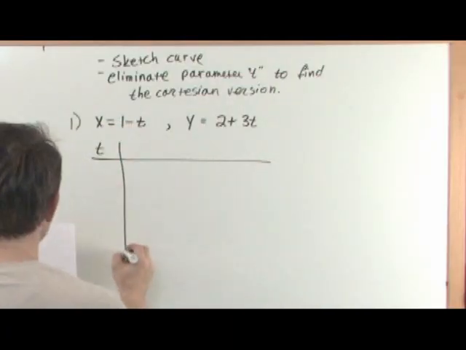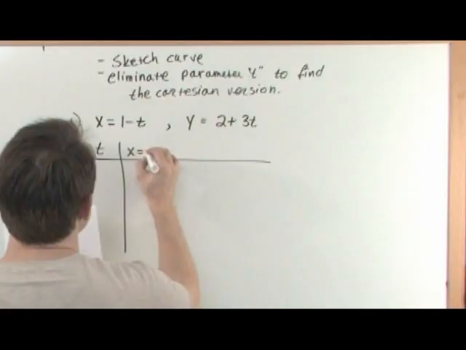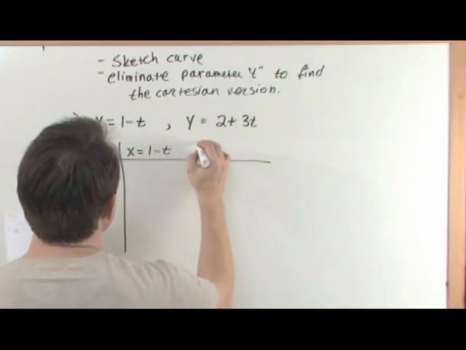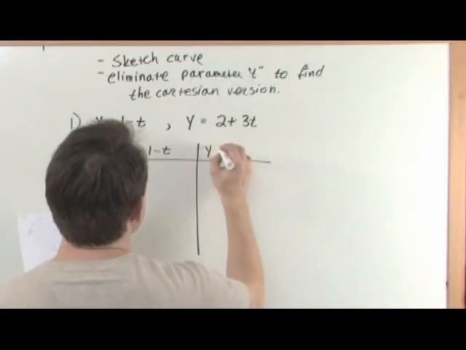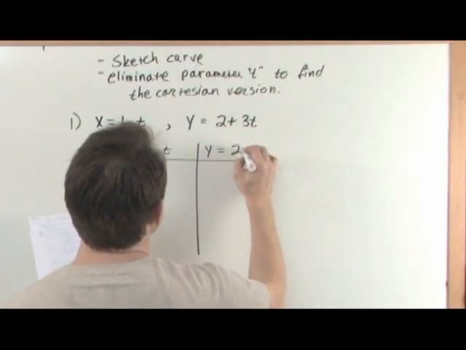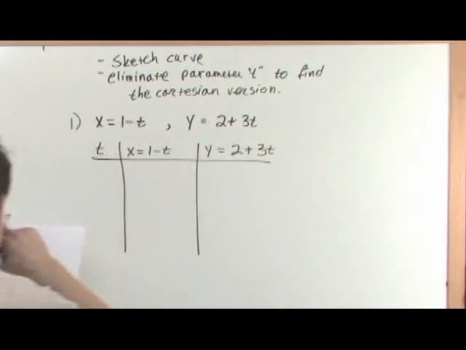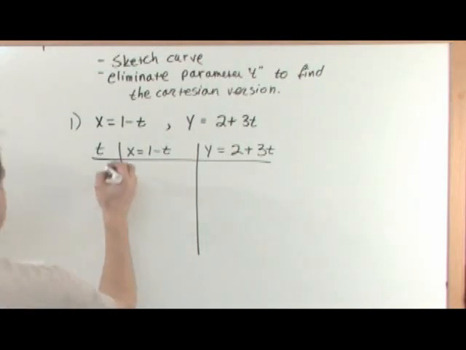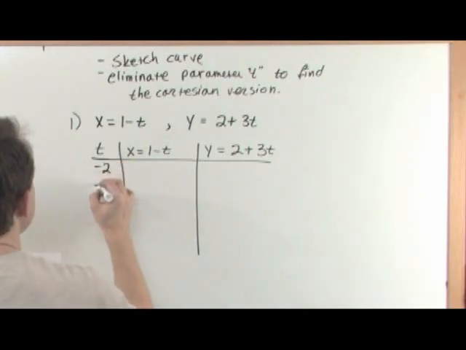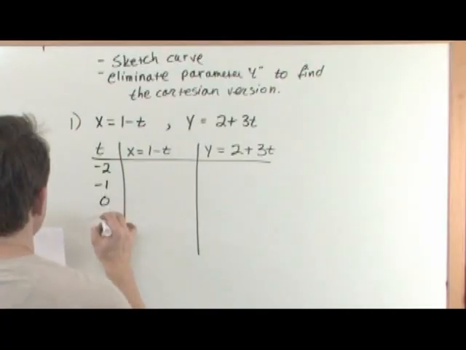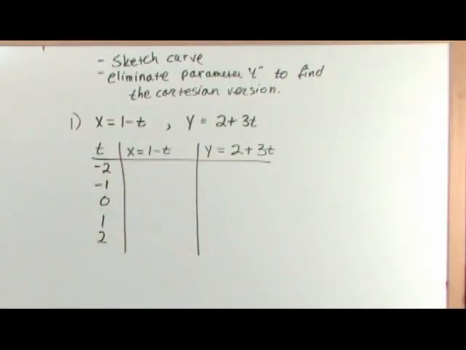So we're going to have t, and we're going to have x is equal to 1 minus t, and then we're going to have y is equal to 2 plus 3t. And we're going to actually plot this. Now I'm just going to pick some random values here: -2, -1, 0, 1, and 2. So this is time, and I have some negative time and some positive time, in reference to 0 time. Let's just go ahead and fill them in.